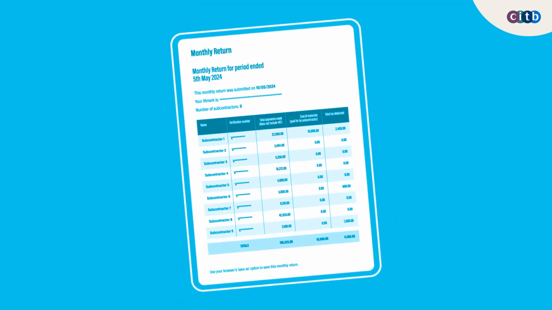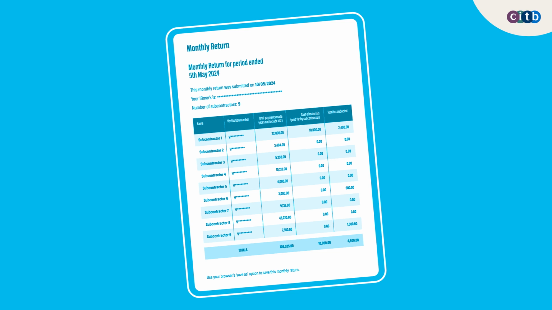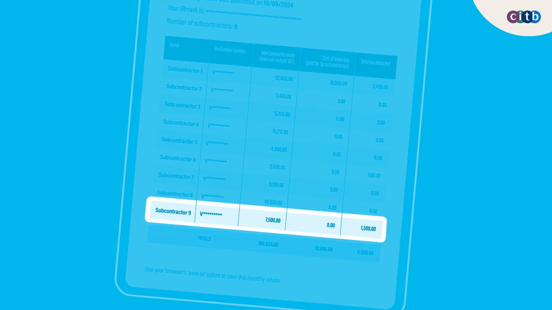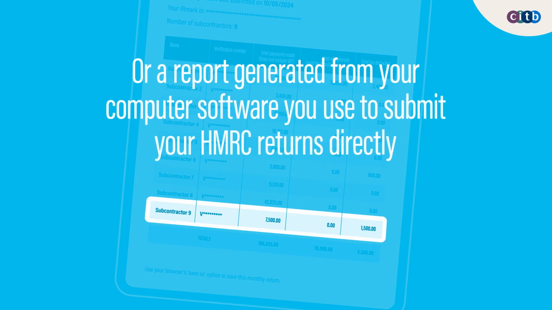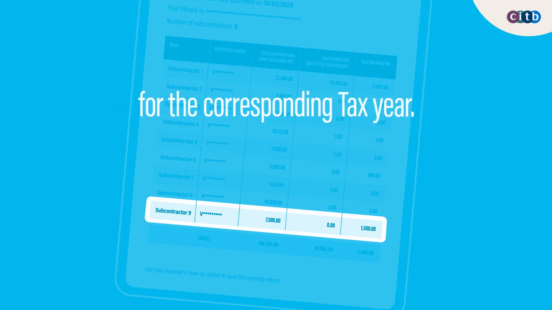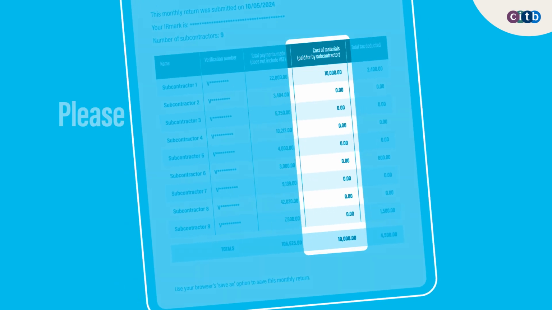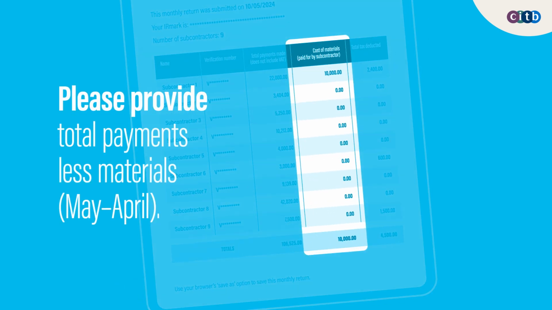If you'd like to provide this figure, you'll need to manually calculate the total amount paid to all taxable subcontractors using the CIS 300 returns, or a report generated from the computer software you use to submit your returns directly to HMRC for the corresponding tax year. You'll then need to subtract any associated payments for material costs from the overall total paid.